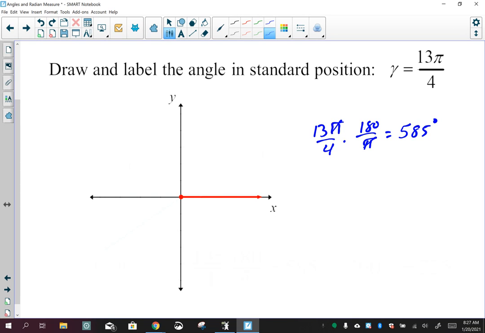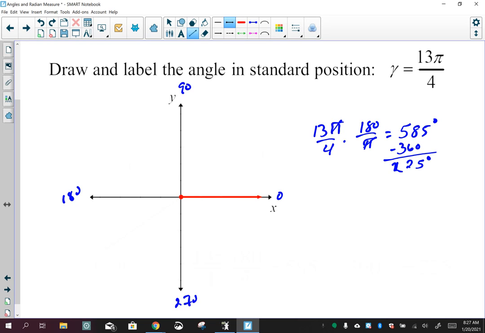Okay, that's not a problem. So you're going to take your 585, because it's bigger than 360, we're just going to go ahead and subtract 360 from this. That's okay. You can do that. Is that right? That's right. There we go. So now what's going to wind up happening is when you draw this, you're going to draw this the exact same way. So remember, 0, 90, 180, 270. We're going to go to 225 degrees. So from there to there, and 225 degrees is about right there.